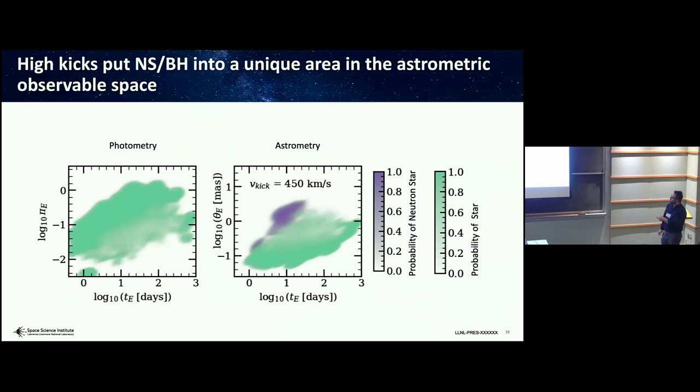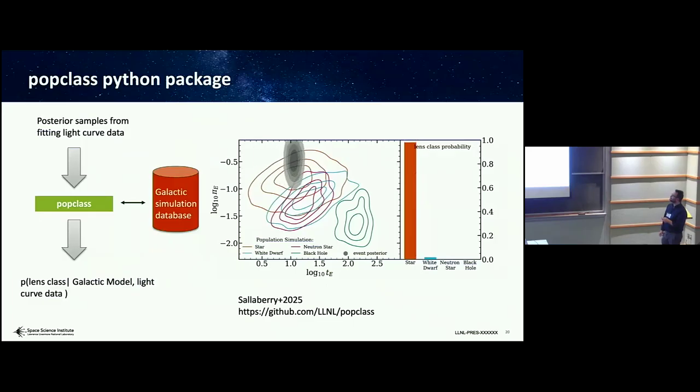With just photometry, we can't find any neutron stars. With astrometry, we can actually begin to find them, which is kind of exciting. But you can play the same game with black holes up here. Yeah, so I'll just plug the software that we made to do this.